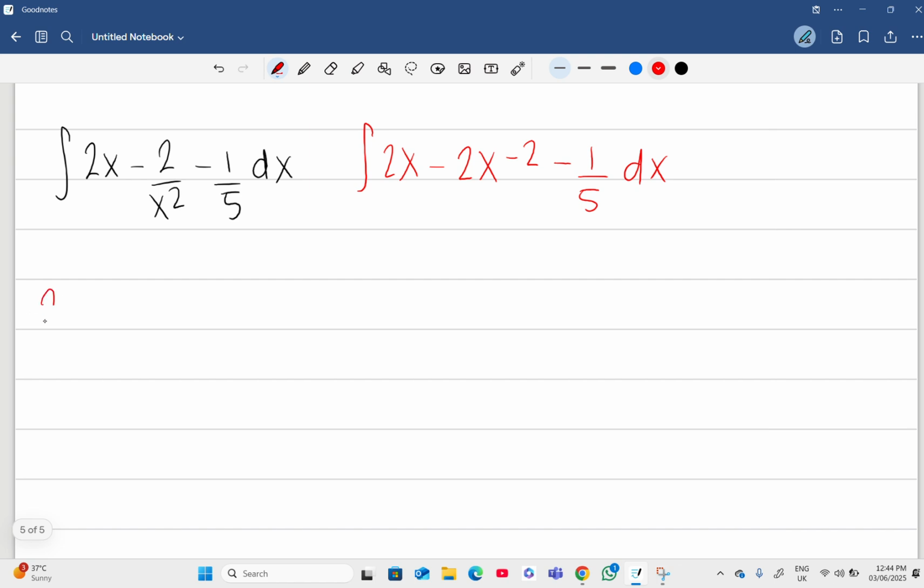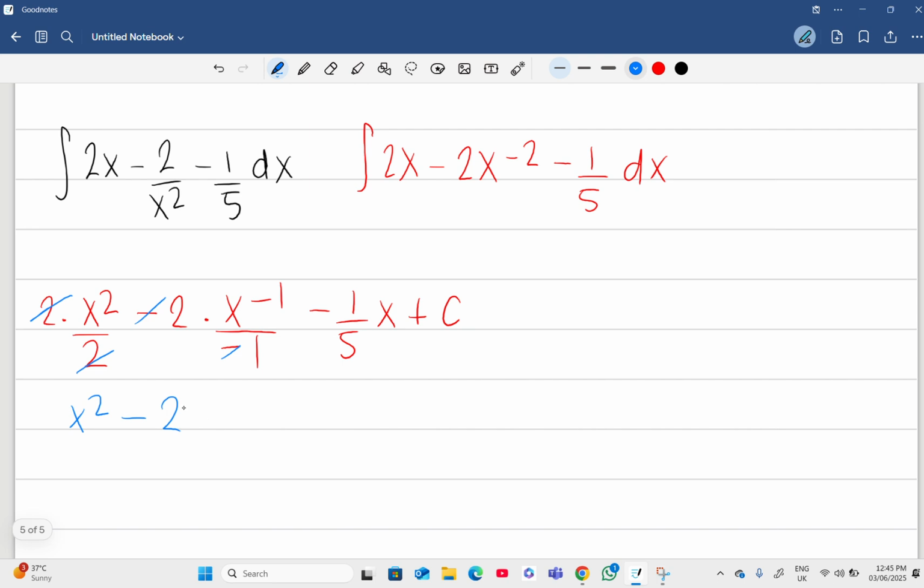Okay, so I'm gonna keep the 2 aside since it is my coefficient, and then integrate the x, so x squared over 2 minus, and then I'm gonna take the 2 on its own multiplied by x to the power of negative 1 over negative 1, minus 1 over 5x plus c. Now how can I simplify this? The 2 is gonna cancel with the 2. I'm gonna get x squared. Now here my negative can cancel with a negative. It's gonna give me plus 2x to the power of negative 1 minus 1 over 5x plus c.